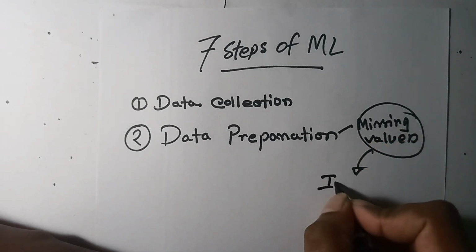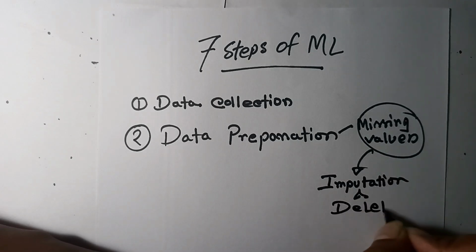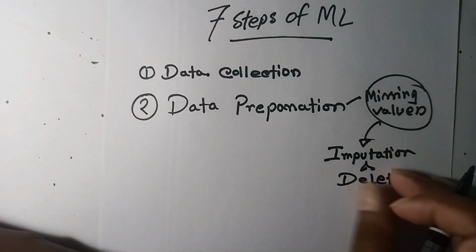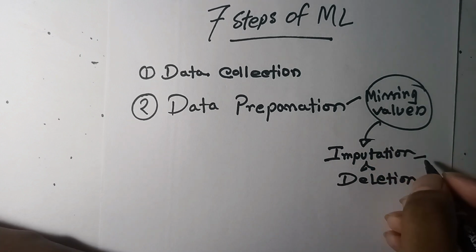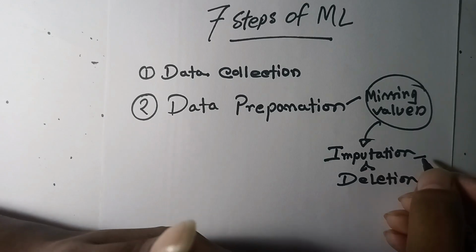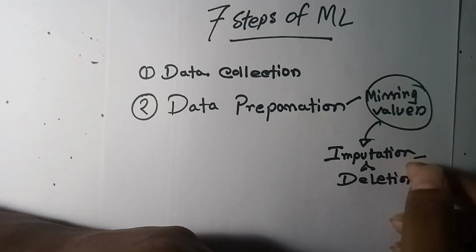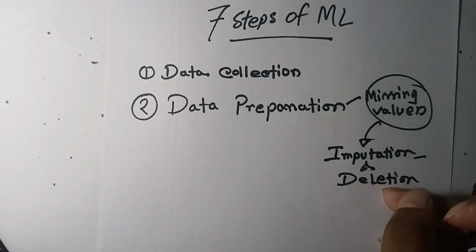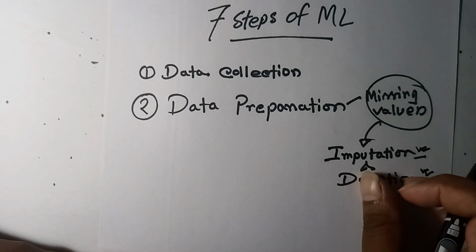There could be two ways: imputation and deletion. Both have their advantages and disadvantages. For imputation, if the data set is bigger and the number of missing values is big enough, then a lot of time is needed to train the model. If you choose deletion, you will find time optimization. So both have their advantages and disadvantages, and you have to look at that.